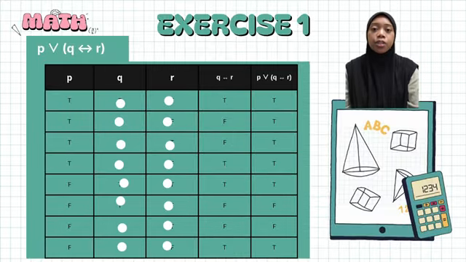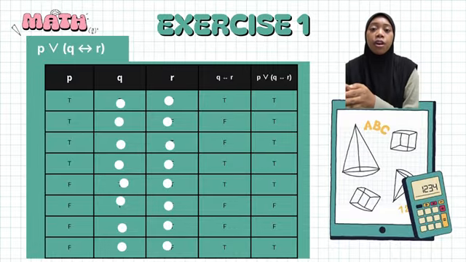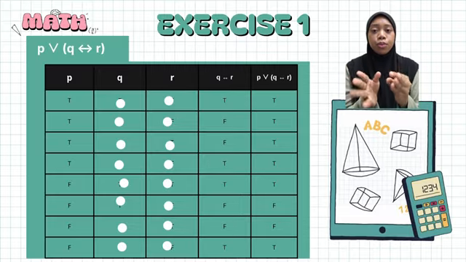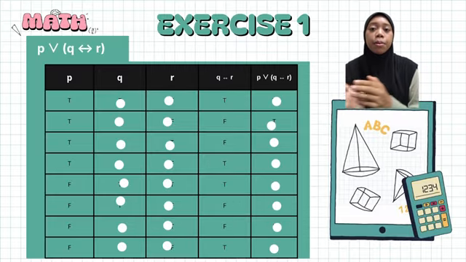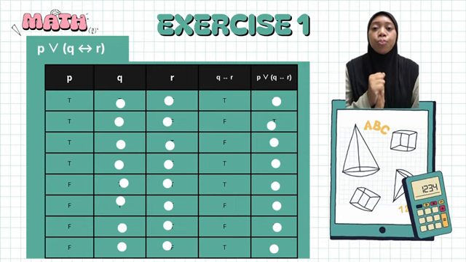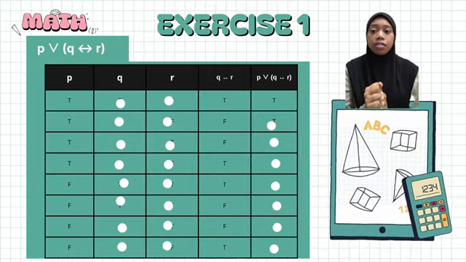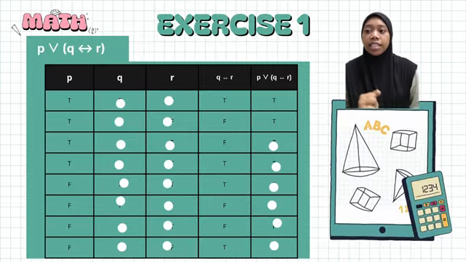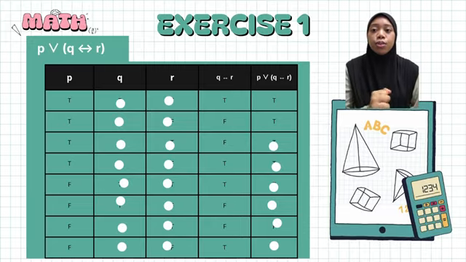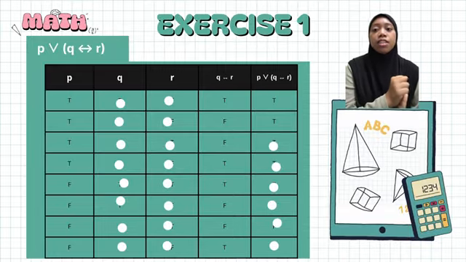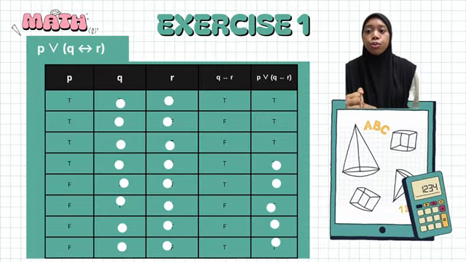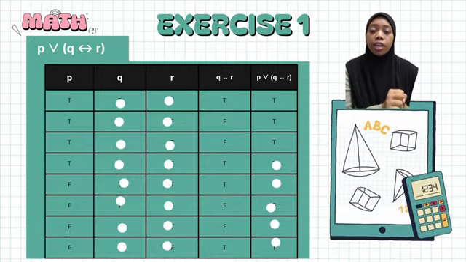For the last column, we're going to do P or Q biconditional R. So we need to look at the columns of P and Q biconditional R. Now, P is true and Q biconditional R is true, so P or Q biconditional R is true. Next, P is true and Q biconditional R is false, so the answer is true. Next, P is true and Q biconditional R is false, the answer is true. Next, P is true and Q biconditional R is true, we get true.